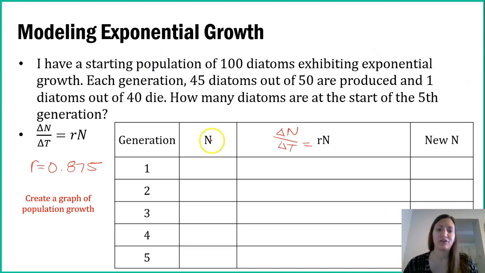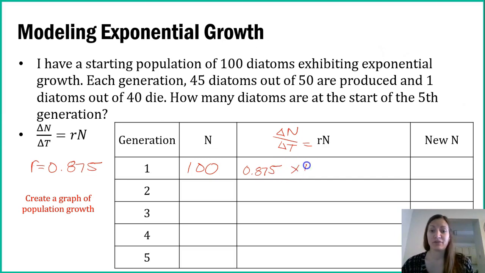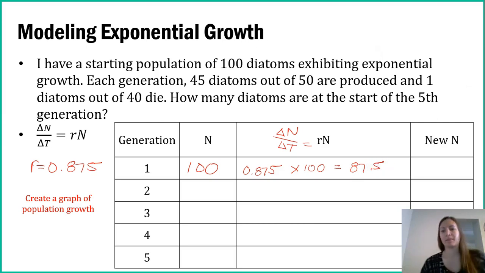So let's start with the first generation. We are given 100 diatoms. Now our next step is to do r times N. So r again was 0.875. My N is 100, so I'm going to multiply it by 100. And this equals 87.5. I will say for this column, actually for all these columns, 1 decimal point. That's all you need. Honestly, you don't really need that.